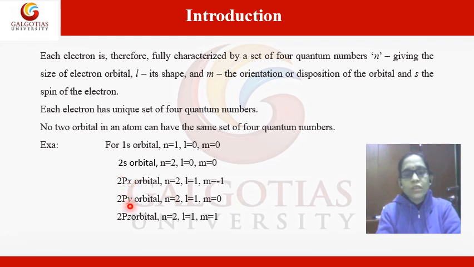So these 2px, 2py and 2pz are the degenerate orbitals. They have the same energy. What are you observing here? For these 3 orbitals, n and L value is similar but m value is different. So we can conclude that no 2 orbitals in an atom have the same set of 4 quantum numbers.